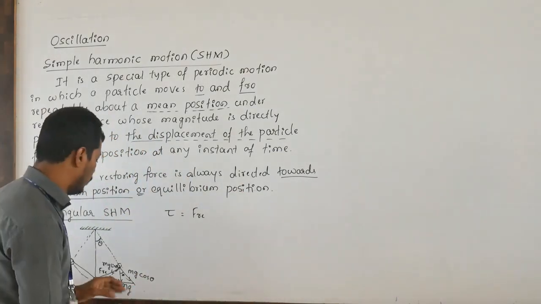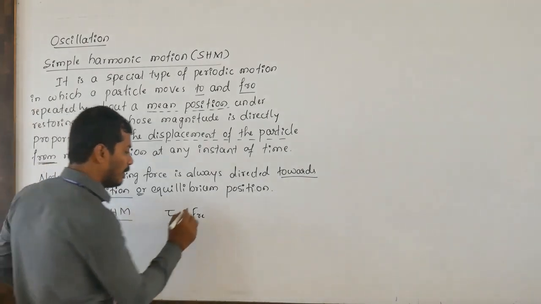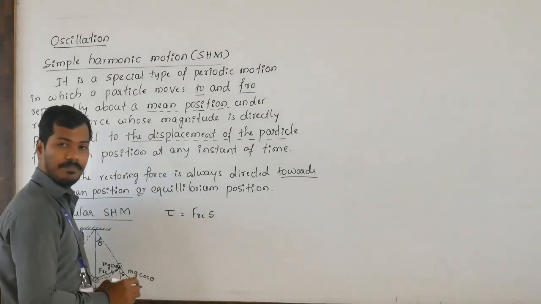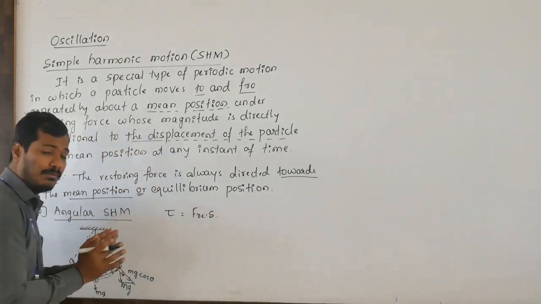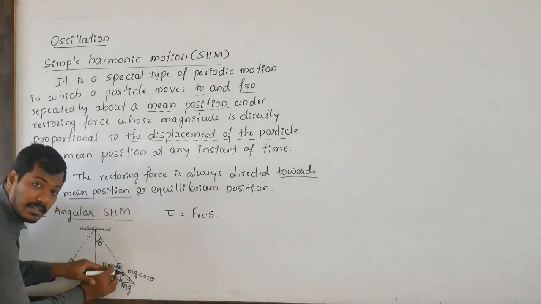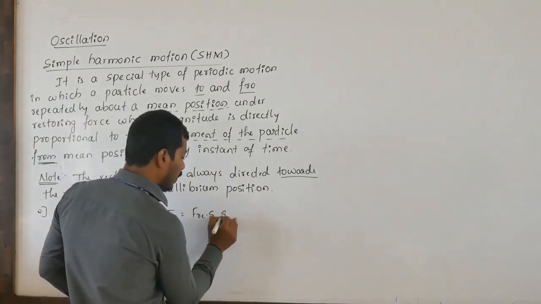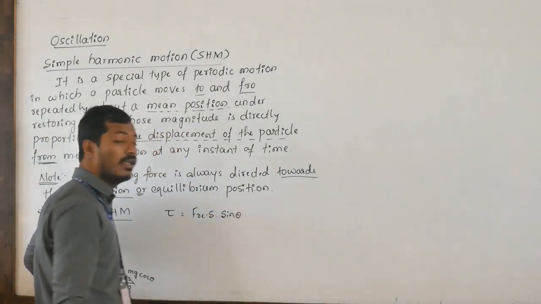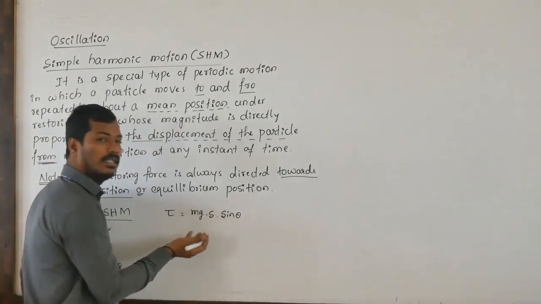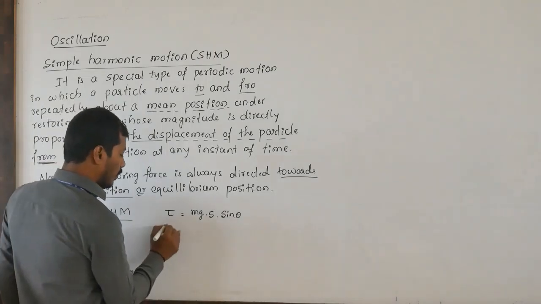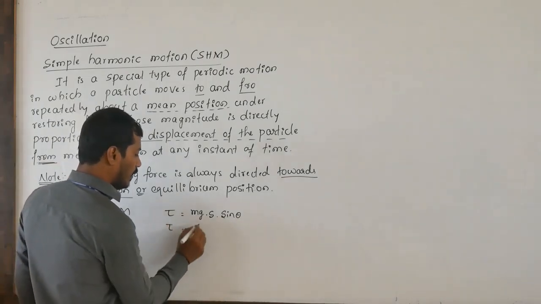Its displacement should be the same here. That displacement is considered as S. S is a displacement, and also with some theta, some angle, that is sin theta. That should be the sine of theta. This becomes what? Mg sin theta. Okay, I'll write here mg sin theta. Then it becomes what? Mg sin theta.